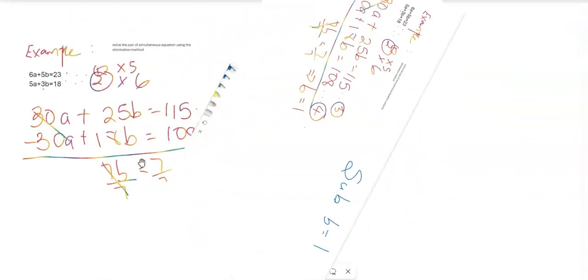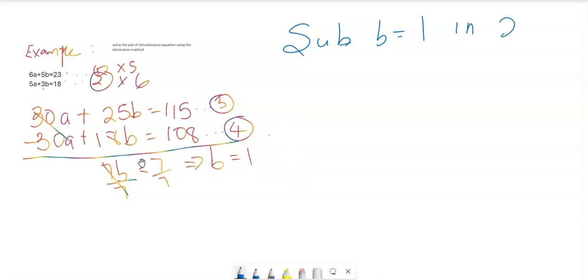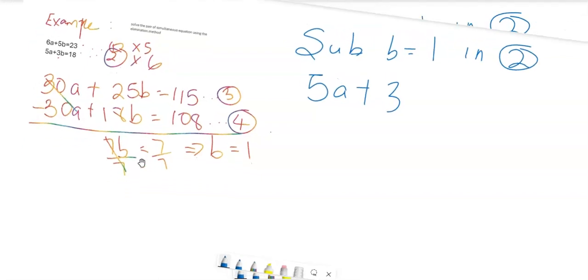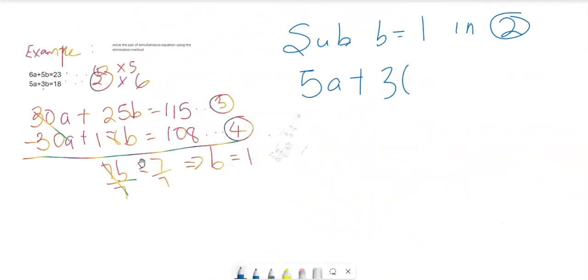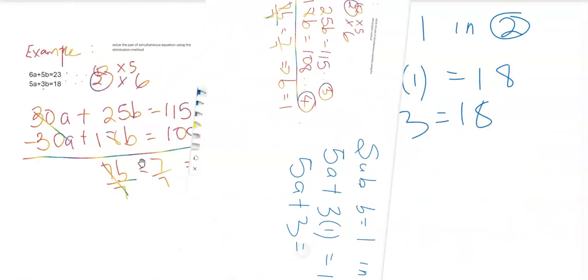I'm going to choose equation 2. So that means where b is, we're going to put 1. So equation 2 is 5a plus 3b. Remember, 3b means 3 multiplied by b. So we put the 1 in bracket. So this signifies 3 multiplied by 1. And the rest of the equation, 18. So 5a plus 3 equals 18.